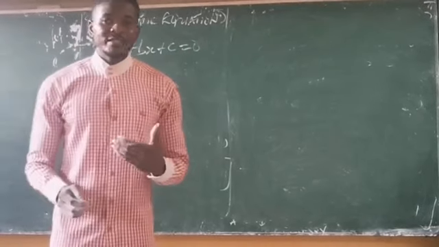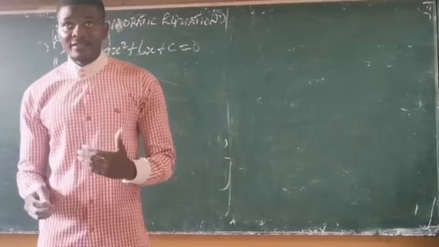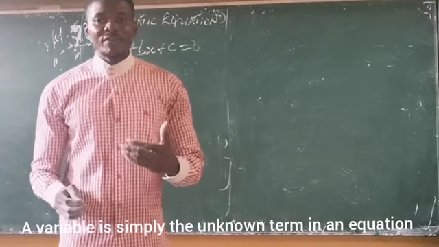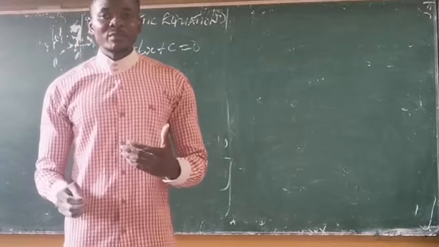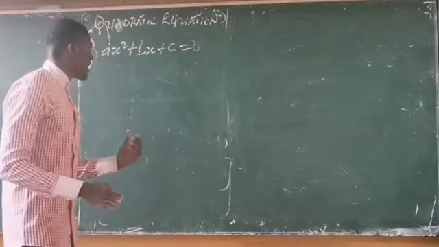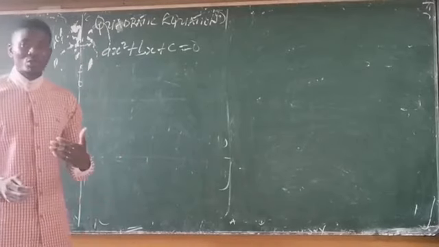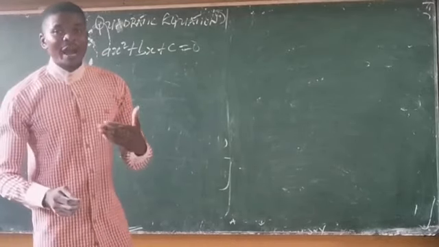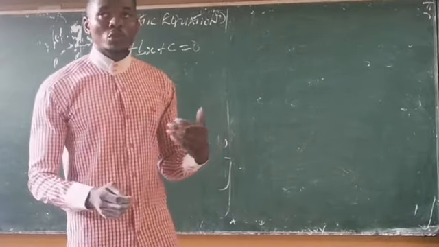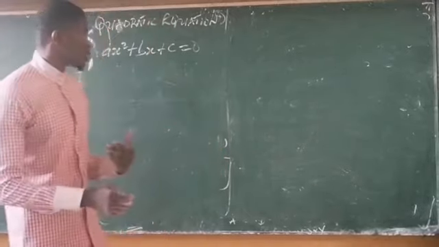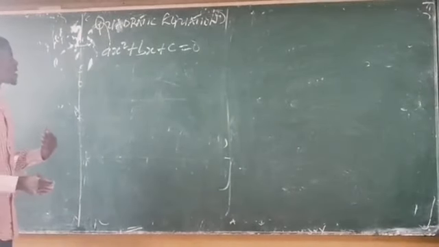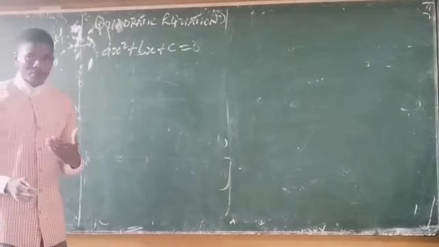Now, the variable in the expression is simply what? X. A variable is simply the unknown term in an expression or a given equation. So, for instance, in this case, x is unknown, so x becomes the variable. Now, the highest power of x in that equation is 2. So, it makes this equation what? A quadratic equation. A quadratic equation is simply an equation whose highest power of the variable is 2.